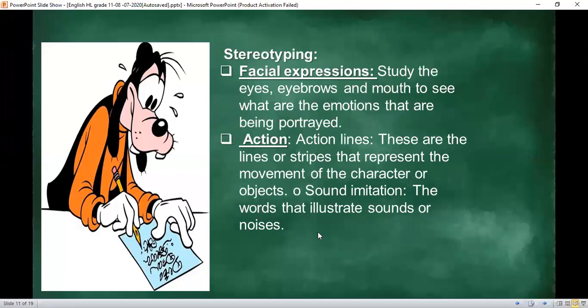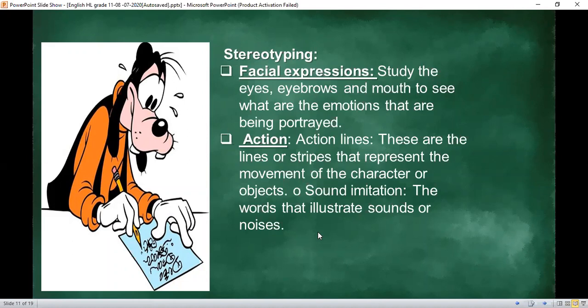Now, the action. How do we see action? There are action lines. These are the lines or stripes that represent the movement of the character. How do you see that this person is moving? Because cartoons are just a still picture. How do you then know that this person is moving? There are lines that show action, and these represent the movement of the character and sometimes the object in that particular frame, because it can be a car or any other moving object or an animal also.